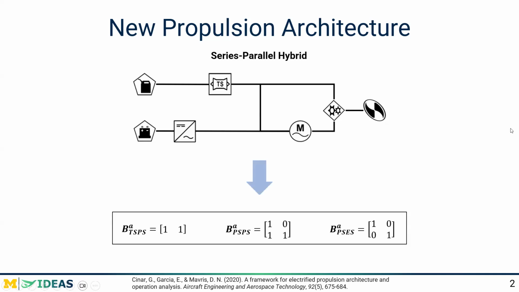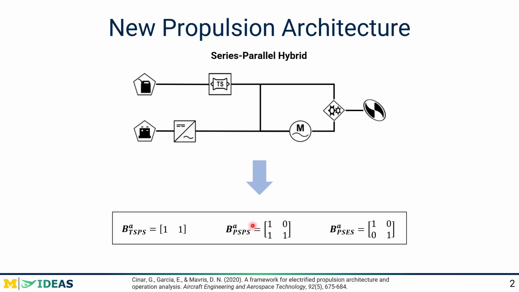As a reminder, the TSPS matrix represents the connections between the thrust sources and the power sources. We have 1 thrust source and 2 power sources, which is why it's 1 by 2. And both the turboshaft engine and the electric motor are connected to the fan, which is why they both have 1s. The power source matrix, again, is 2 by 2 because we have 2 power sources.